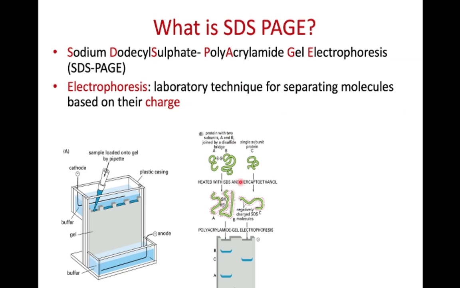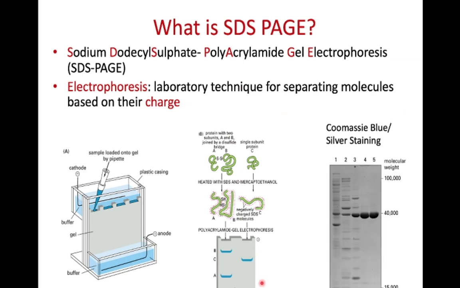To do that, we heat with SDS and something that will break the disulfide bonds, such as beta-mercaptoethanol or DTT. What the SDS does is coat the protein in a negative charge, which then allows it to separate according to size as opposed to charge. And the beta-mercaptoethanol breaks those disulfide bonds. And so essentially we can then separate the proteins according to size.